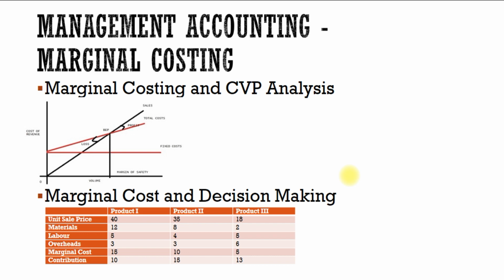Next, we'll take a look at what is marginal costing, which is a topic in management accounting. Marginal cost is the cost of producing one extra unit of output and signifies the amount by which total cost is increased for an extra unit of production. So for one extra unit of production, how much is the cost for producing, that is marginal costing.